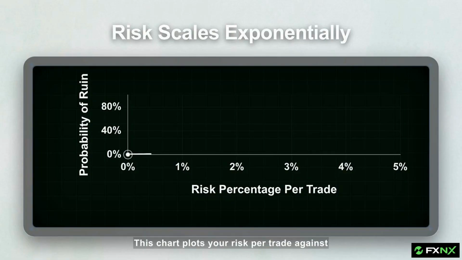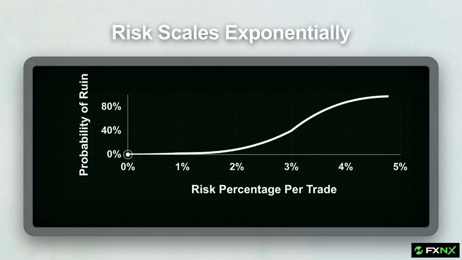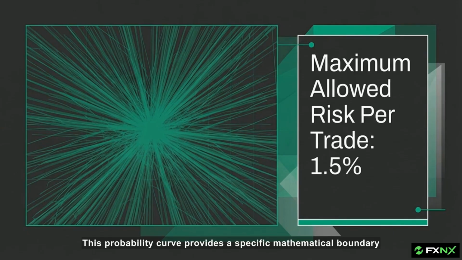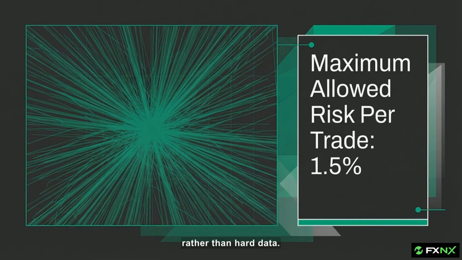This chart plots your risk per trade against your probability of ruin. Notice the shape. Scaling up your trade size doesn't increase your risk in a straight line. The danger scales exponentially. With a 55% win rate, risking 1% per trade gives you a 2% chance of hitting your terminal drawdown. But if you increase risk to 3%, the probability of complete account ruin jumps to 40%. This probability curve provides a specific mathematical boundary for your capital. Without it, your position sizing relies on guesswork rather than hard data.